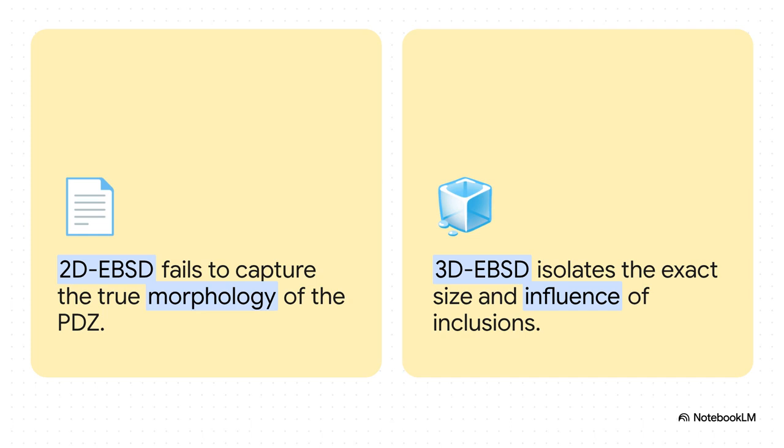While 2D EBSD gives us really limited through-thickness data and completely misses the three-dimensional morphology of those deformation zones, 3D EBSD accurately maps orientation gradients across all three spatial axes. It isolates the exact size, morphology, and crystallographic influence of rigid cuprous oxide inclusions. Basically, it allows us to map complete nucleation kinetics that 2D methods fundamentally obscure.